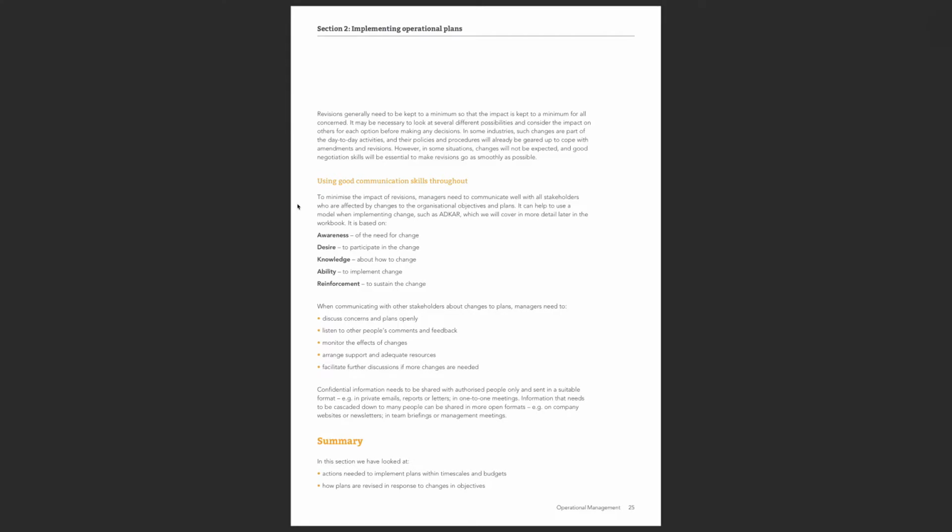So ADKAR stands for awareness, desire, knowledge, ability, and reinforcement. Awareness. So what's happening? Why is there a need for change? Then desire. Do you have the desire to participate in the change? The knowledge. It's crucial to have the expertise and knowledge about how you're planning to change. And then ability. Do you actually have the ability to implement change? And finally, reinforcement to sustain the change.